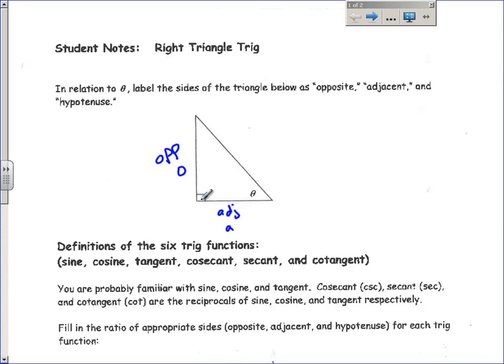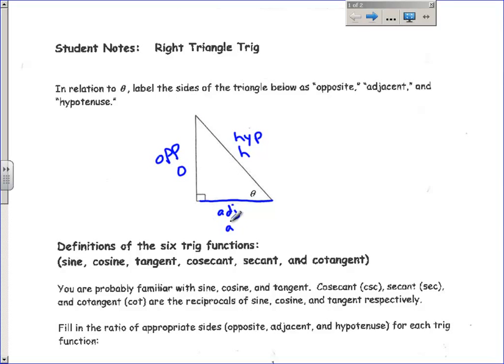The adjacent side is a leg of the triangle, not the hypotenuse. A leg of the triangle that actually comes in and is one of the rays of your angle. And then my last side is the hypotenuse, and I'll just call that H. So these are the three sides of my triangle in reference to my angle theta. Now, if my angle theta was up here, this would be the opposite, and this would be adjacent, and hypotenuse would not change.